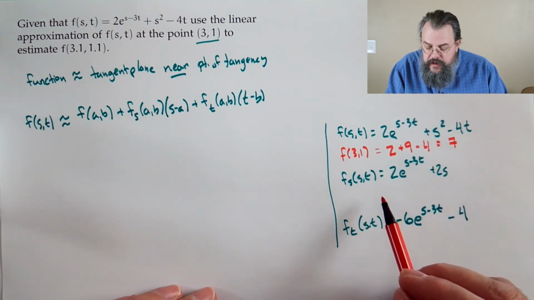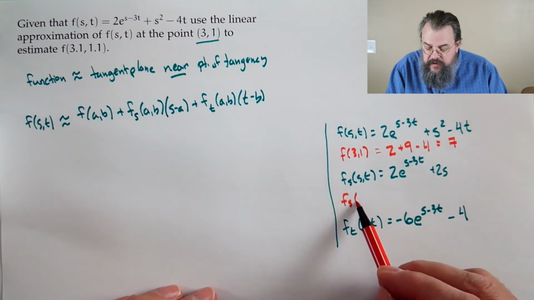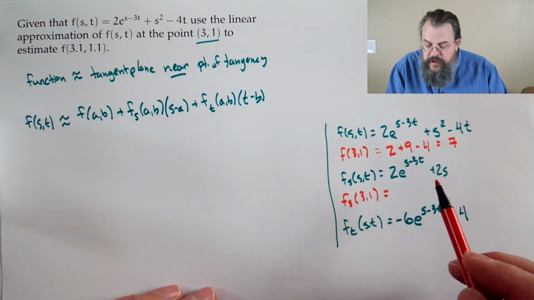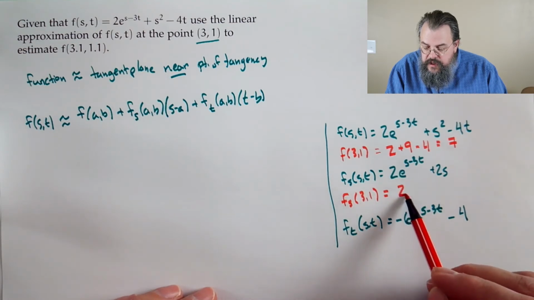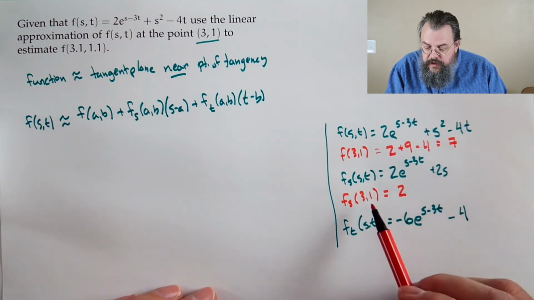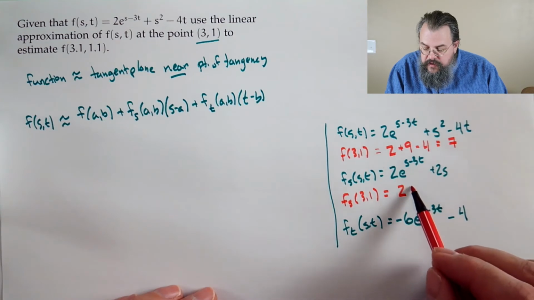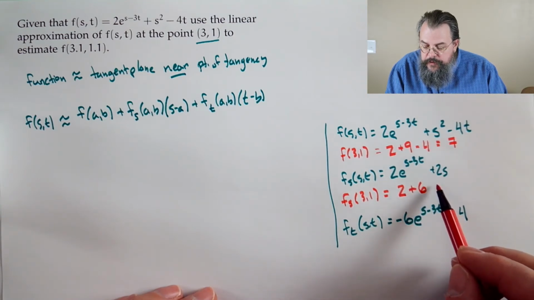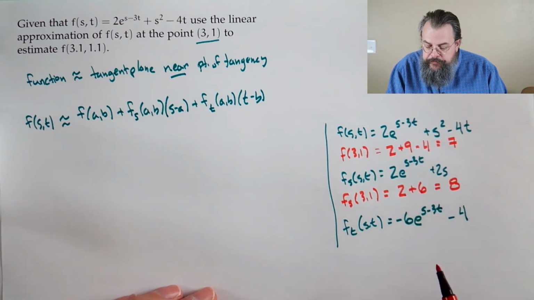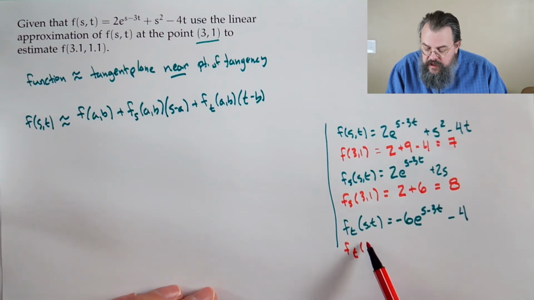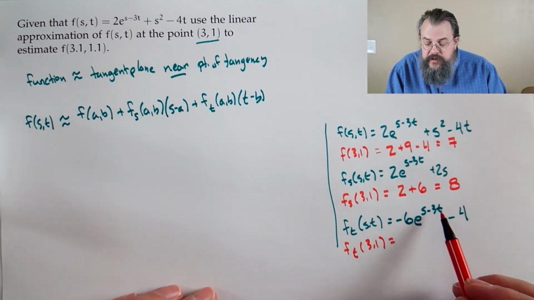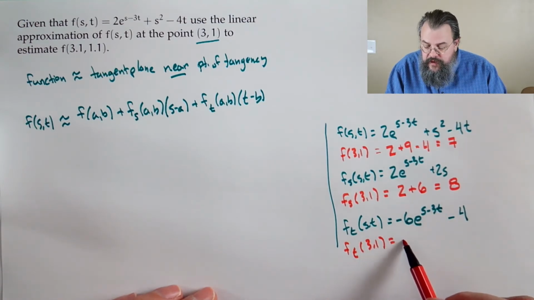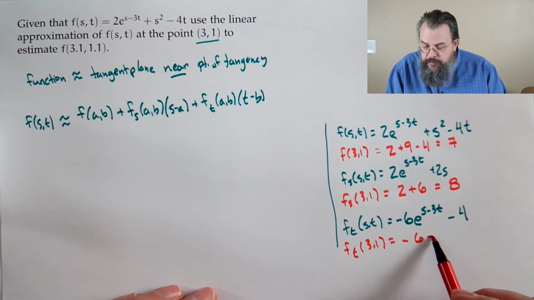All right, good. F sub s at 3, 1. Again, it's going to be e to the 0 times 2, which is 2. Then 2 times 3, because s is 3. So 2 times 3 makes 6, which gives us 8. Okay, and then f sub t at 3, 1. Okay, again, e to the 0, 3 minus 3, times negative 6, makes that minus 6, and then minus 4 more.